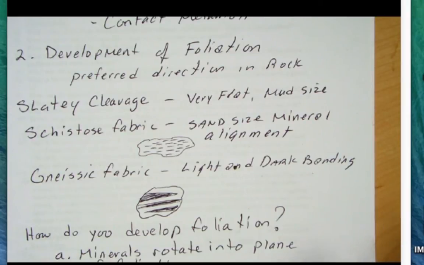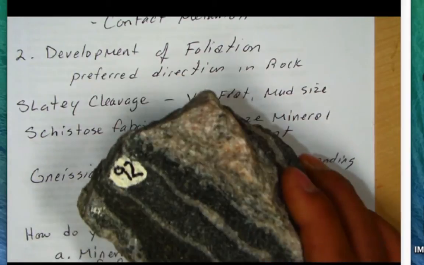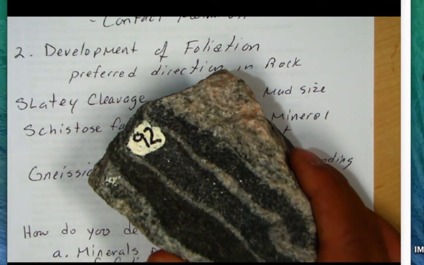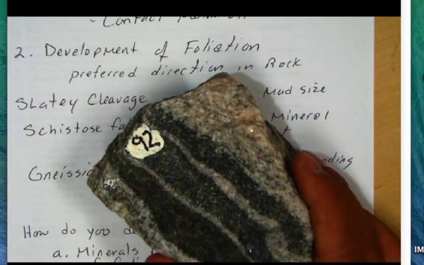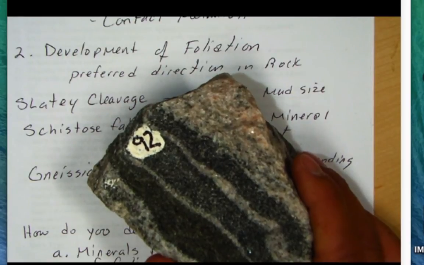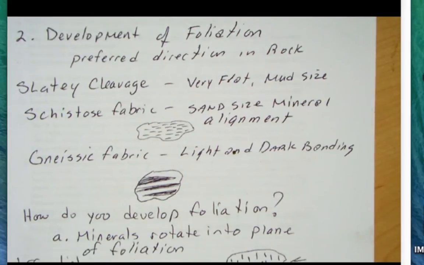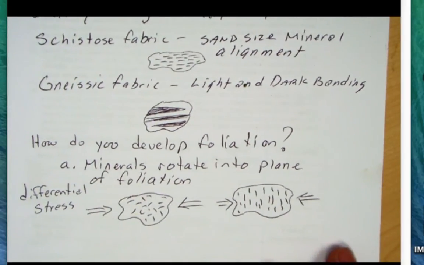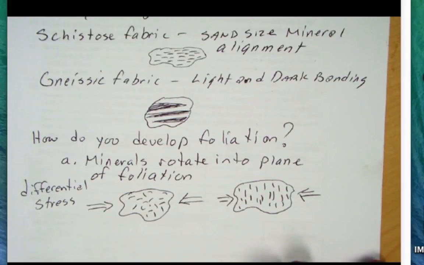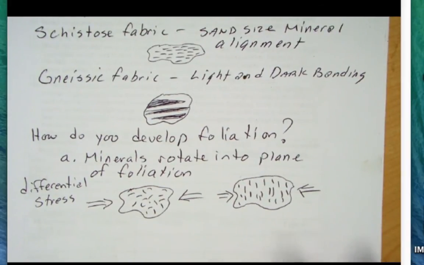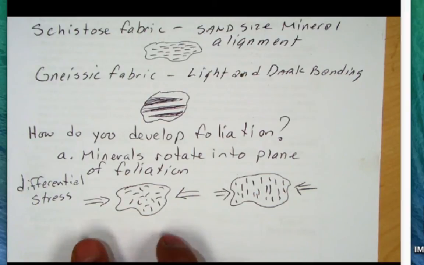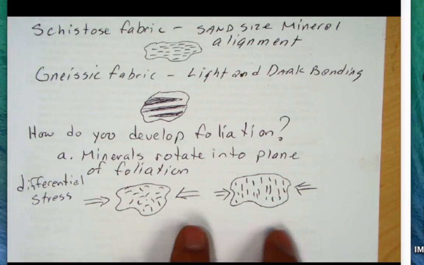And then for the gneissic fabric here, we're still going to be in the sand to maybe finer gravel size. But the key thing about this metamorphic rock is that there are these bands, the light and dark. This is a distinctive banding in the rock. Now, how do we develop a foliation? What happens is minerals are going to rotate into that plane of foliation. Note that you have randomly distributed minerals in this rock. As we apply the differential stress here, we're going to see that the minerals will align.